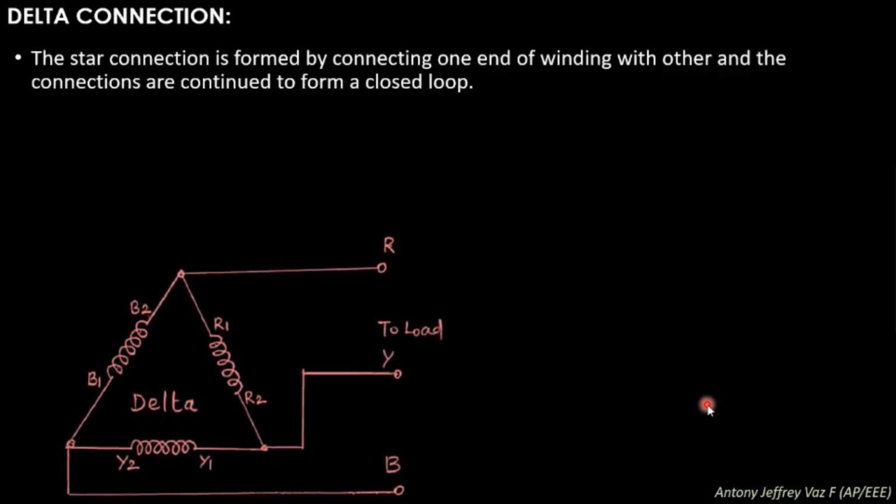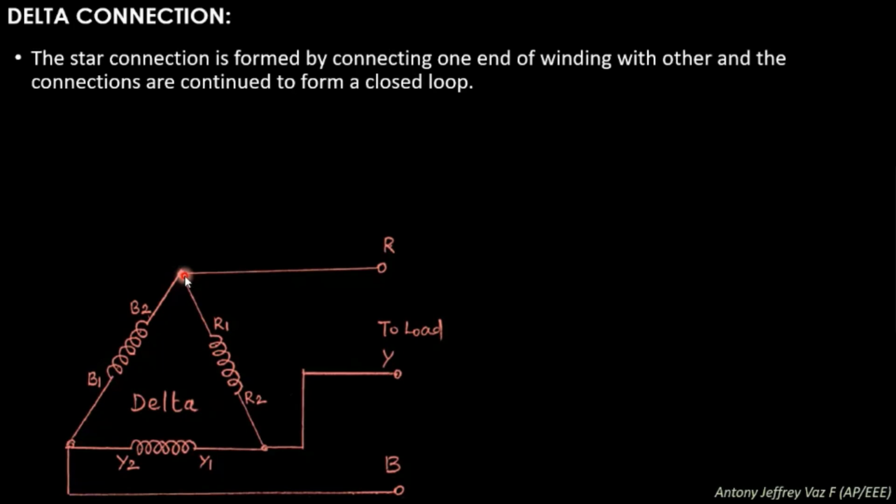Delta connection. The delta connection is formed by connecting one end of a winding with the other end. Connections are continued to form a closed loop. Here in the delta connection, you are connecting the two terminals of the phases, that is R1 and B2 are connected. Similarly, B1 and Y2 are connected. Y1 and R2 are connected. So each end of the phase is connected with the others, and while doing so a closed path is formed, and this closed path gives you a delta connection.